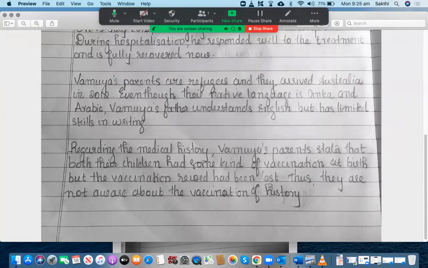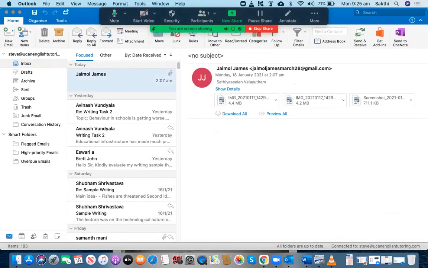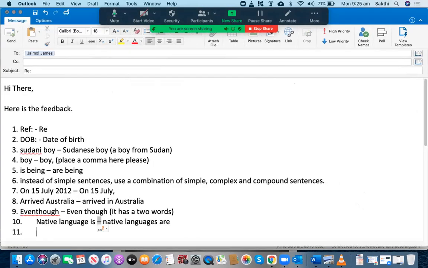Umiya's father understands English but has limited skills in writing. That's okay. So this is good. All right, let's go to the next one. Regarding the medical history, Vamuya's parents states that, okay, remember that whenever we use a plural noun, for example, Vamuya's parents, okay, so we have used the plural noun here. You can't use verb plus s after that.